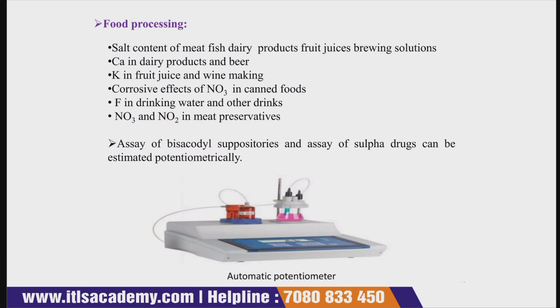If calcium is there in dairy products or in beer, you need to know the presence of different compounds, and this potentiometric method is used. The simple example is when you want to know the salt content of meat, fish, or dairy products, like fruit juices or brewing solutions. Then also this potentiometer is used.